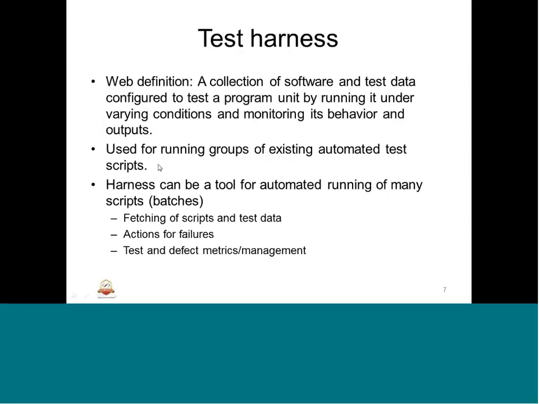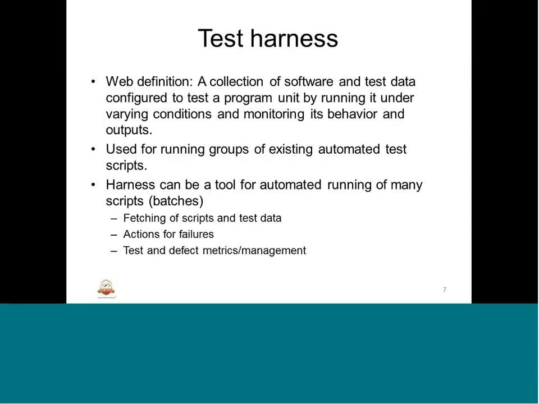It's used for running groups of existing automatic scripts. That means once we have individual tests done, we should be able to run in a speedier way. That means we can group the existing tests in a batch sort of a mechanism where the test harness will support. So the harness itself can be a tool for automated running of many scripts. As I said, we can create batches of scripts, and that batch can be run on the harness in a consistent and continuous manner, so that the testing will be speedier, and a lot of automation is involved here.